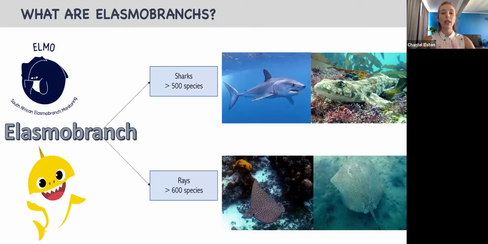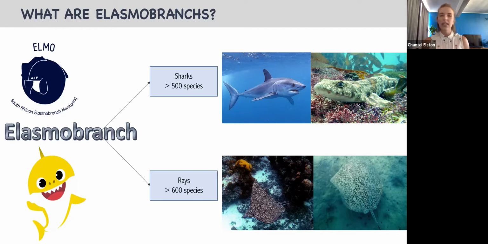First of all, we're going to talk a little bit about ELMO and who exactly are we? So ELMO is short for South African Elasmobranch Monitoring. And now elasmobranch is quite a big and complicated word, but it's really easy once you break it down. And it simply means a group of animals that includes both your sharks and your rays.